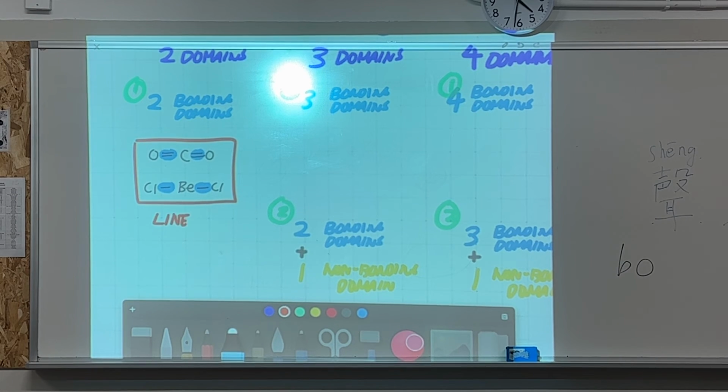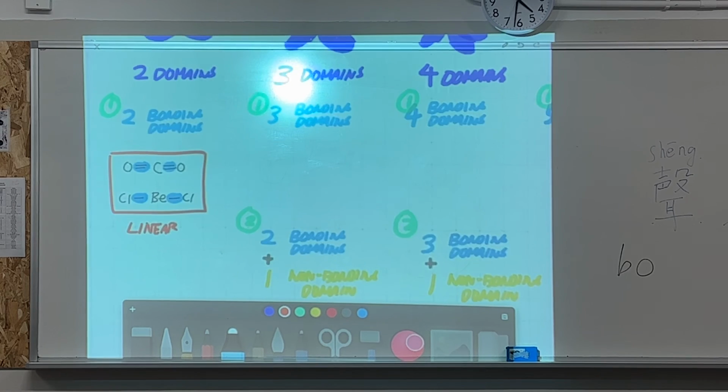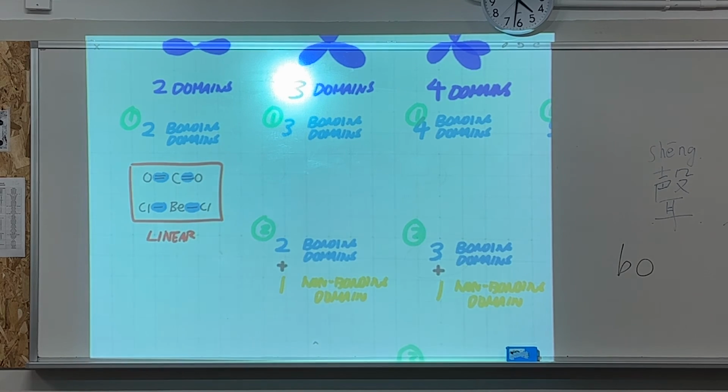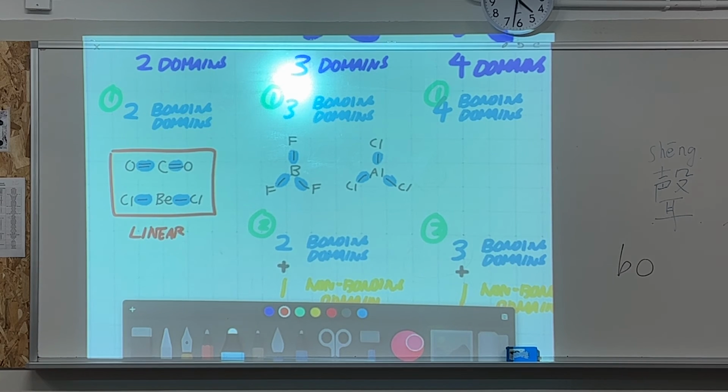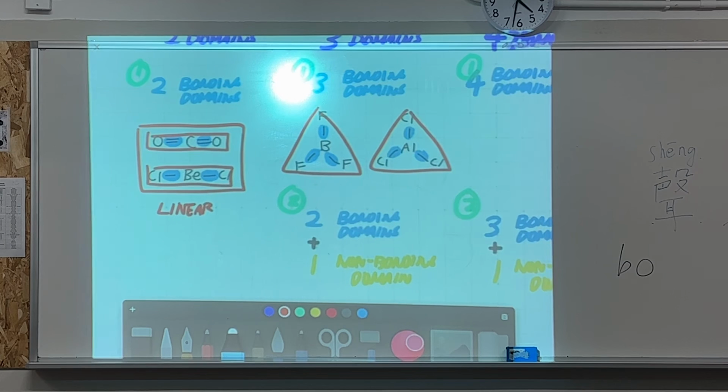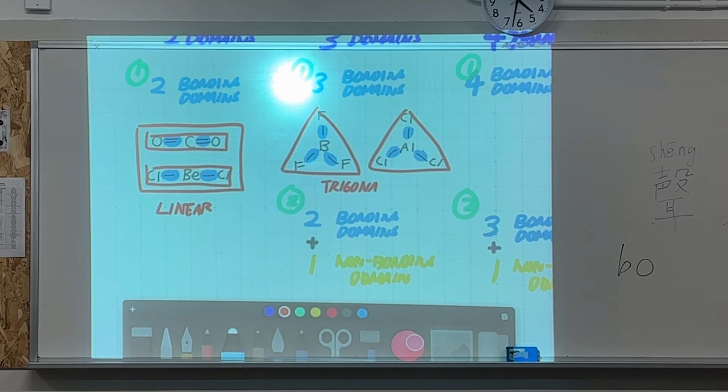Okay, they are linear. What about when you have 3 domains? Can you think of some examples? We have BF3, AlCl3. What is the name of the shape? What can you see, what can you not see? You can see all the bonding domains here, right? So what happens when you consider all of them? What is the name of the shape? They are trigonal planar. Can you see that this is like a pizza? Like a pizza, okay? So this is trigonal planar. So trigonal planar is therefore different from trigonal pyramidal.